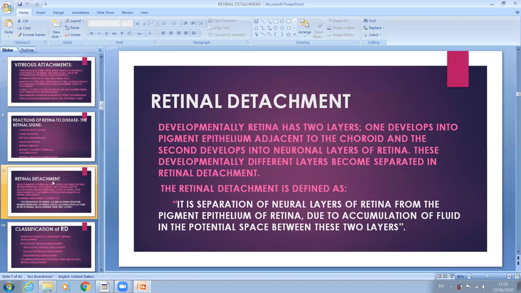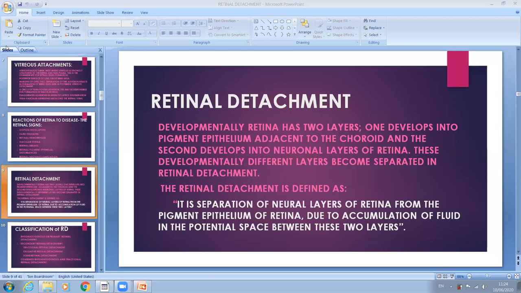Developmentally, the retina has two layers. One develops into the pigment epithelium adjacent to the choroid, and the second develops into the neuronal layers of the retina. And these developmentally different layers become separated in retinal detachment. So retinal detachment can be defined as a separation of the neural layers of the retina from the pigment epithelium of the retina due to accumulation of fluid in the potential space between these two layers of the retina.